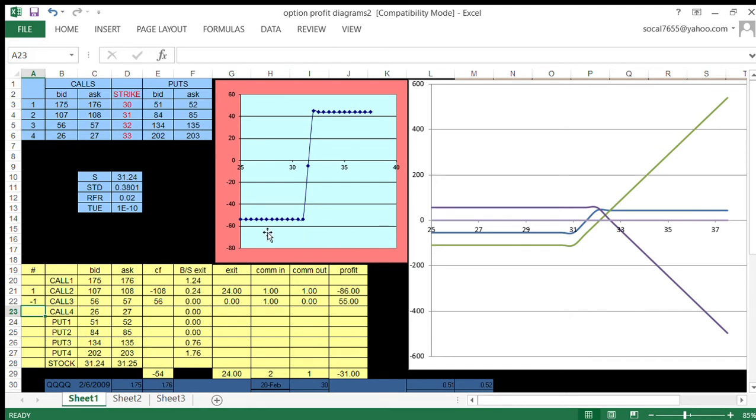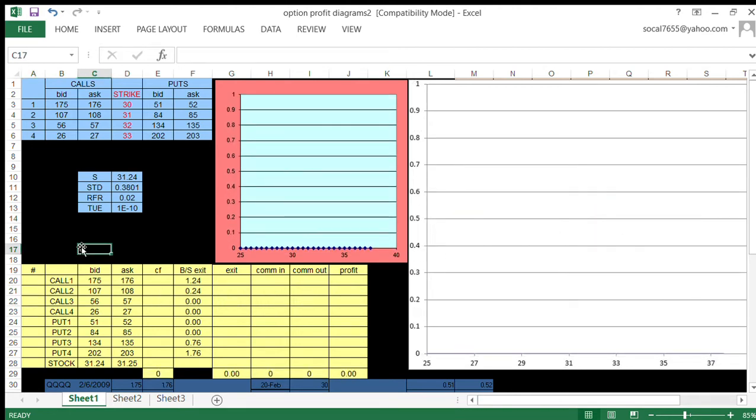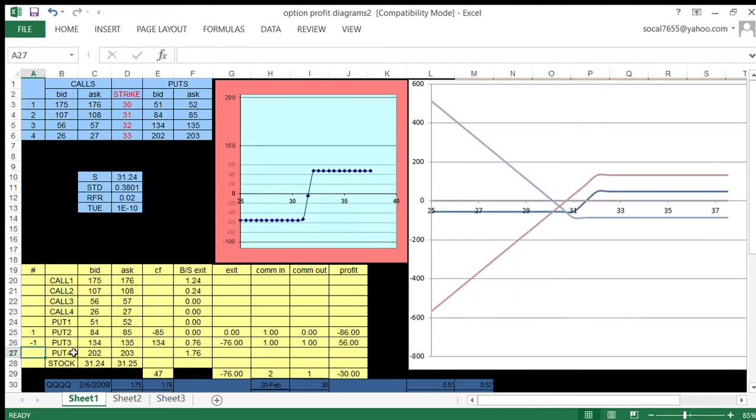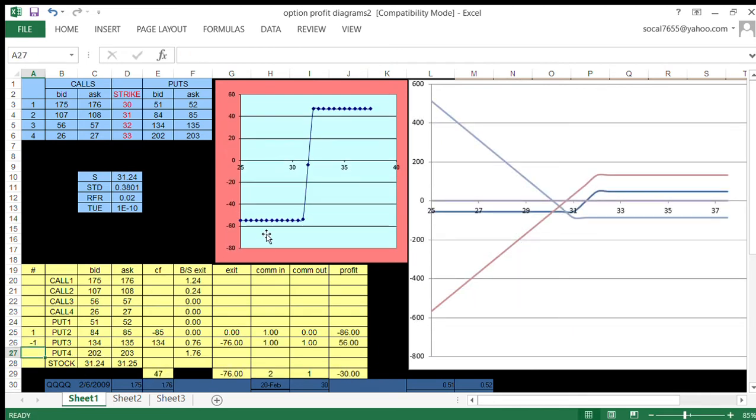Now we can also create the same profit diagram by using put options. Okay, so now I'll show you how we can create that bull spread by using puts. This would be a put bull spread. And so what I will do here is I will go long put two and short put three. Okay, and see what happens.